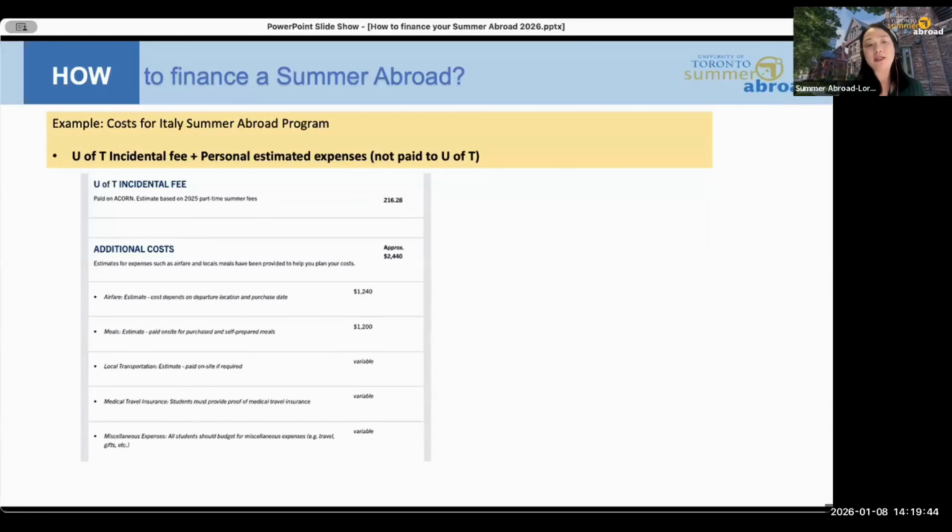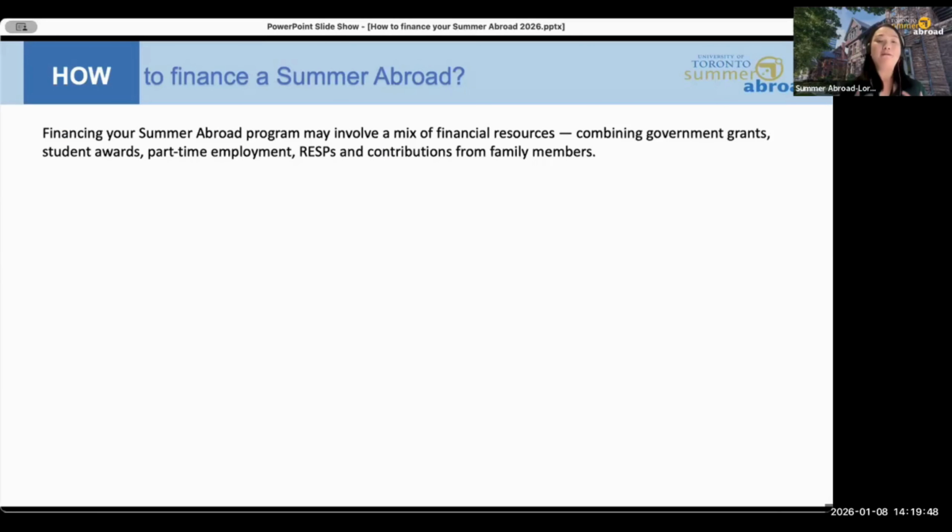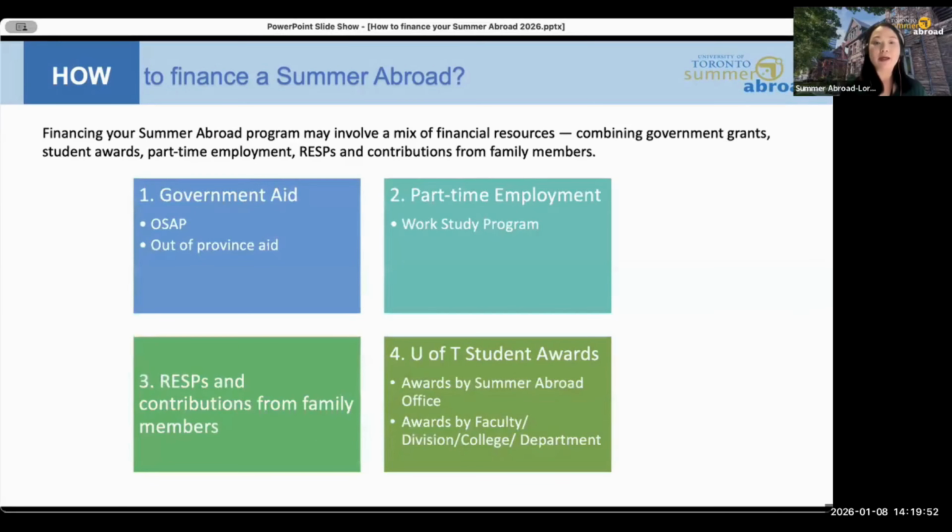So now that we've talked about costs and used Italy as an example, let's talk about financing and funding these particular opportunities. So how do students go about this? Every year I really reiterate that when you think about funding your opportunity abroad, think about stacking your resources. And when I talk about stacking resources, I mean combining them. Don't rely on one resource to fund you.